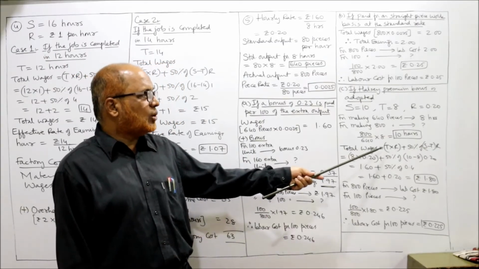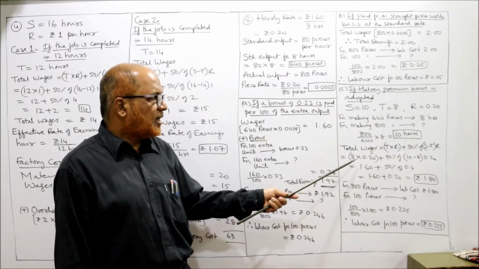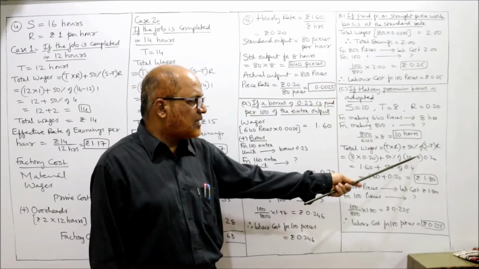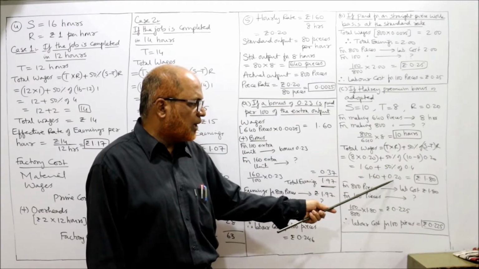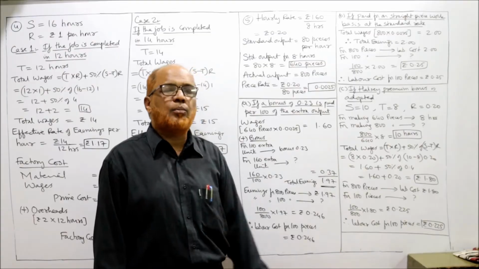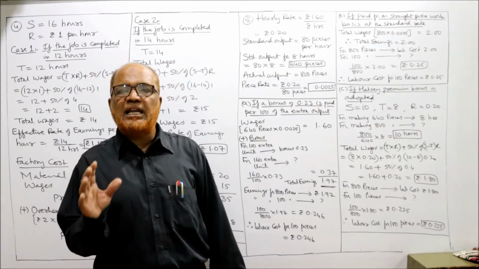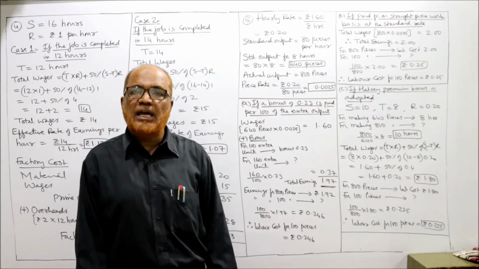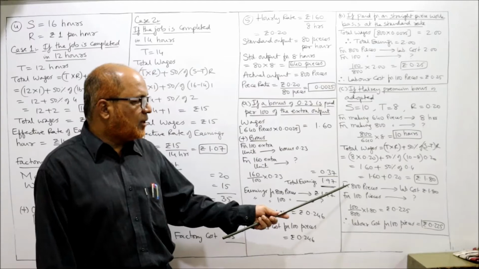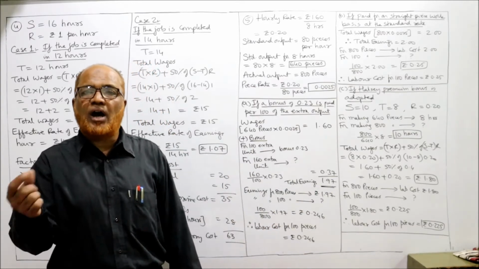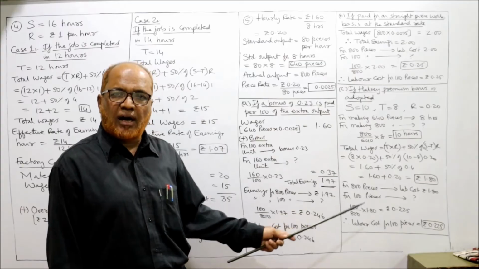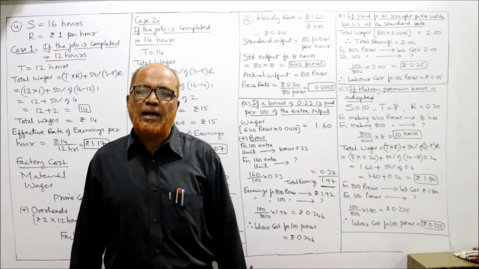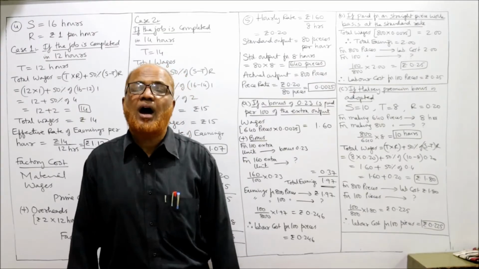Now total wages is equal to T into R plus 50% of S minus T into R. Actual time taken is 8 hours. 8 into 0.2, 1.6. 50% of 10 minus 8 into 0.2. 50% of 0.4, 0.2. So 1.6 plus 0.2, 1.80. So 1 rupee 80 paisa is the total earnings of the worker for producing 800 units. For 100 pieces, how much? 100 by 800 into 1.8, 0.225. 0.225 is the labor cost for making 100 pieces.